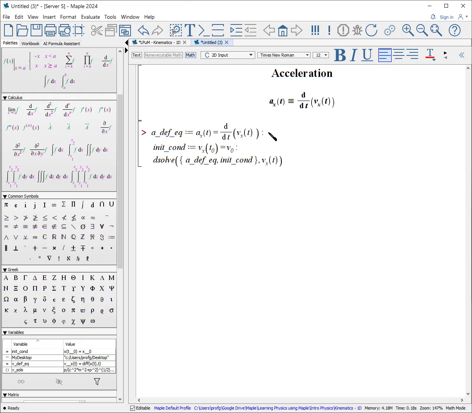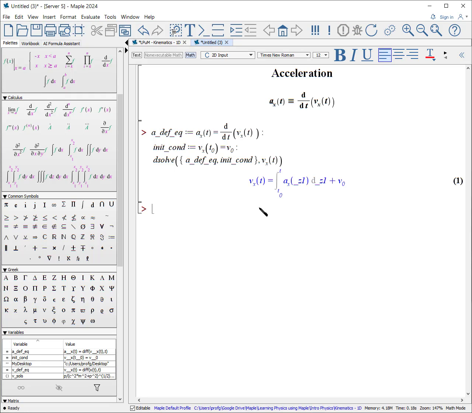As before, if we define acceleration this way, and we provide an initial value for this velocity at time t equals t sub 0, we can solve for the expression of velocity as a function of time in terms of acceleration. This one allows us to go from velocity to acceleration. This one allows us to go from acceleration to velocity. It should be pretty obvious. If this is the derivative, then this should be the integral.